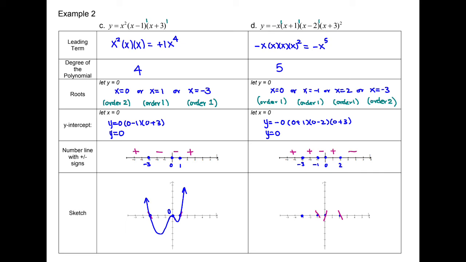And the last one is negative 3. Negative 3 is order 2. That means it looks like a parabola when the function goes through it. And it has to go from positive to positive. So it looks like this. Now, we're going to connect all the pink lines and follow the sign on the number line to graph a sketch.